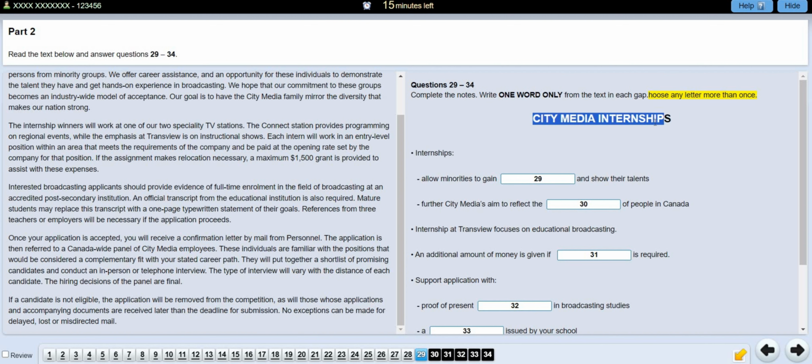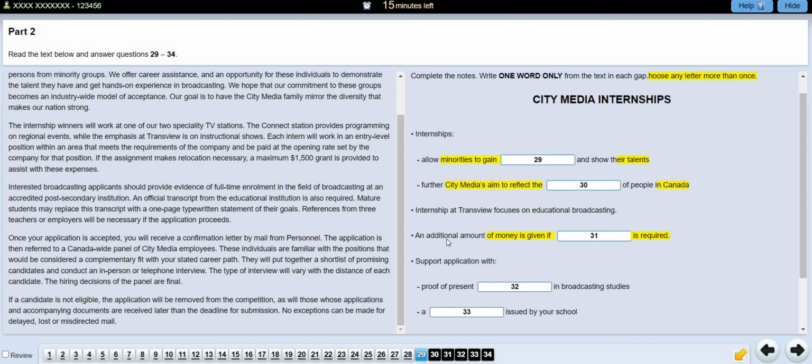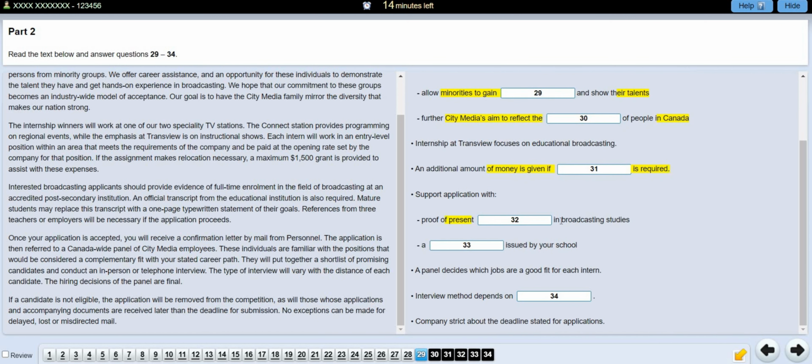City media internships allow minorities to gain what and show their talents. Further, city media aim to reflect the dash to the people of Canada. Additional amount of money is given if dash is required. Proof of present in broadcasting studies. A dash is issued by the school. Interview method depends upon something about the interview method. Okay.